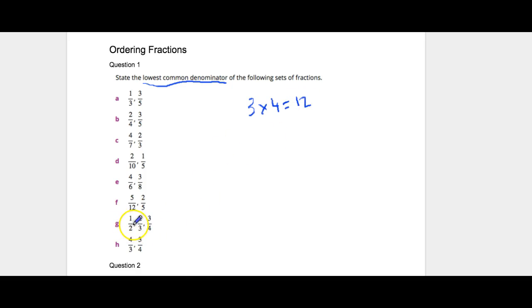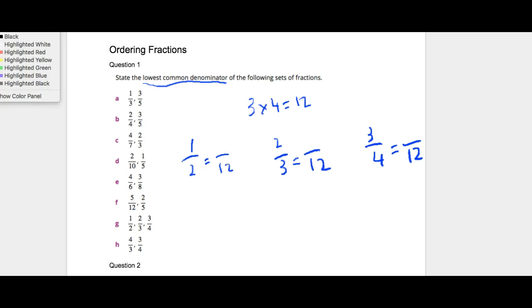And then because it's an even number, so is 2. So I can write half as a number over 12, 2/3, and 3/4 all over 12. So I'm going to do that in red.